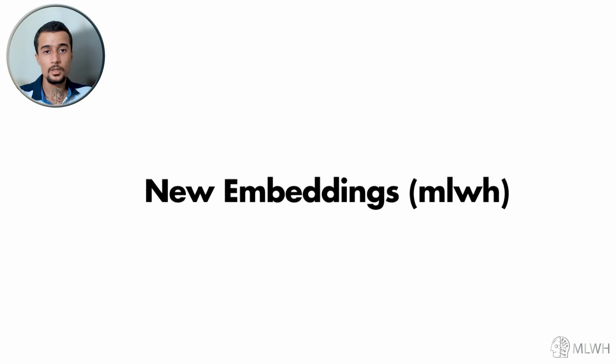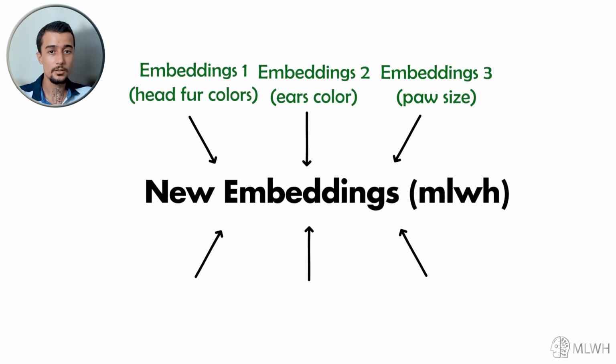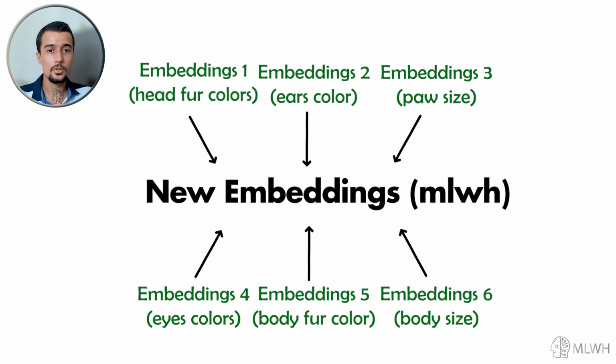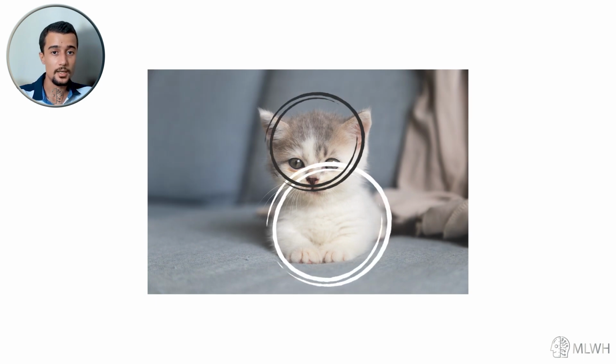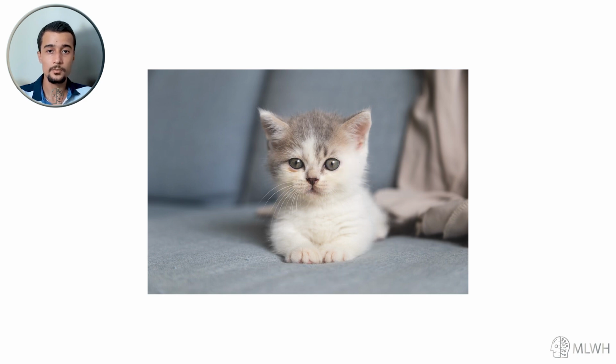And to better understand how updating the embeddings would make the Stable Diffusion model generate images for the custom object, you can imagine that the new embedding is like a combination of embeddings that describes the unique features of the object that we're training on. So for example, in this case, here we have the MLWH kitten, which has white body fur with a gray patch on its head, and this is an identifying feature for this specific kitten, along with other features like its eye color and its size, etc.